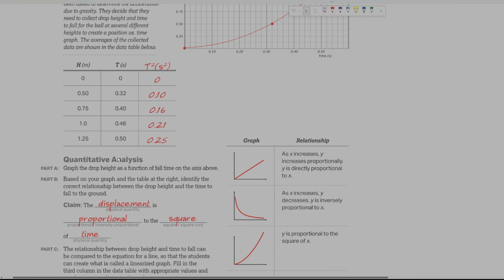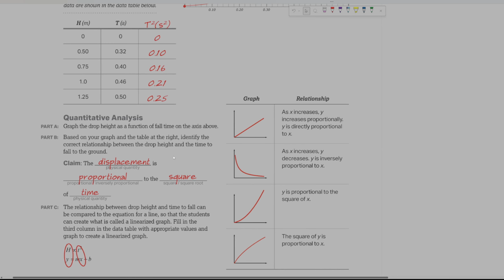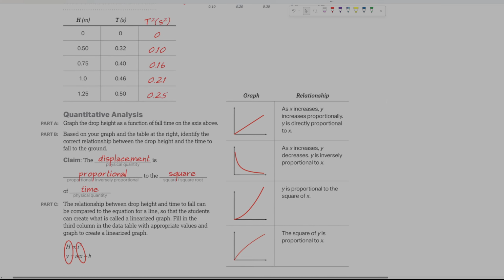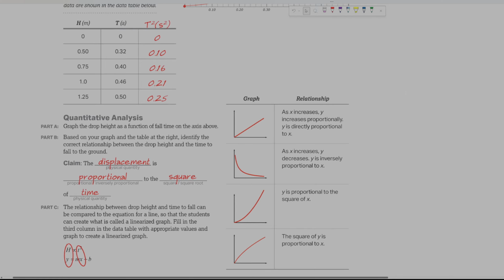Part B. Based on your graph and the data table at the right, identify the correct relationship between the drop height and the time to fall to the ground. This table right here, I think, is invaluable. You should probably have a copy of it handy, either at the beginning of your planner or in your lab notebook. Probably the lab notebook would be the best place for it, but anywhere that works for you.